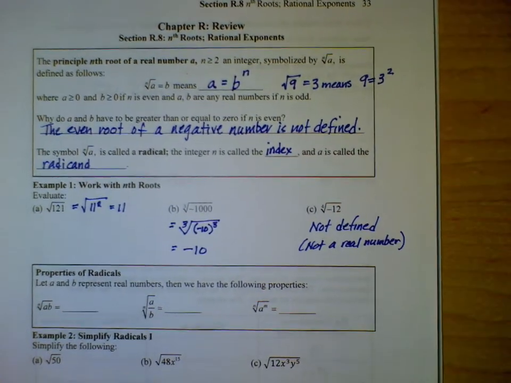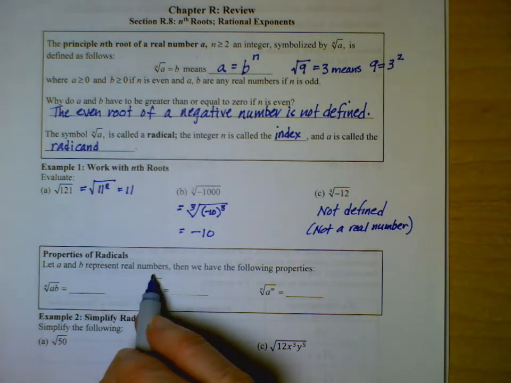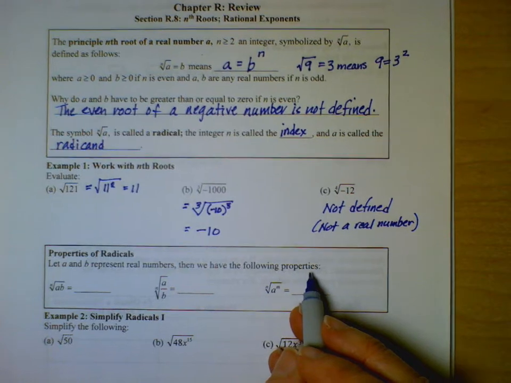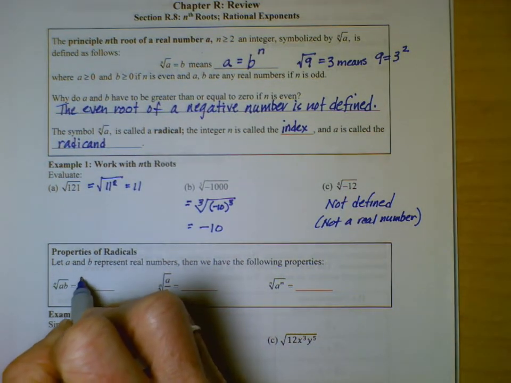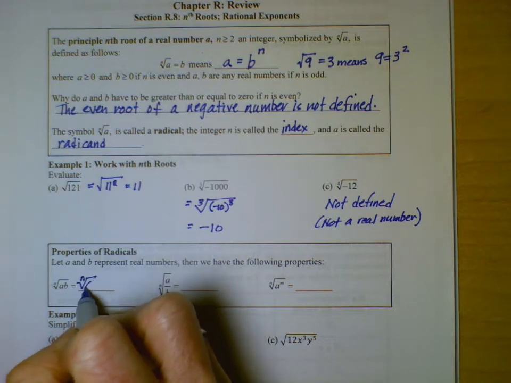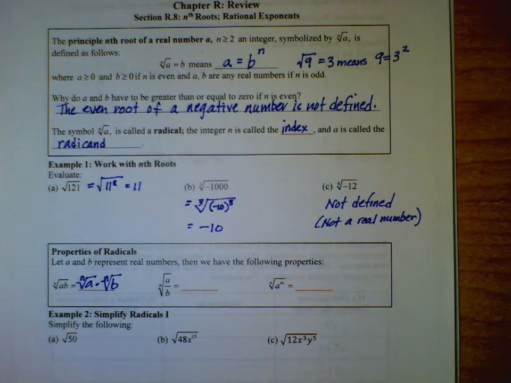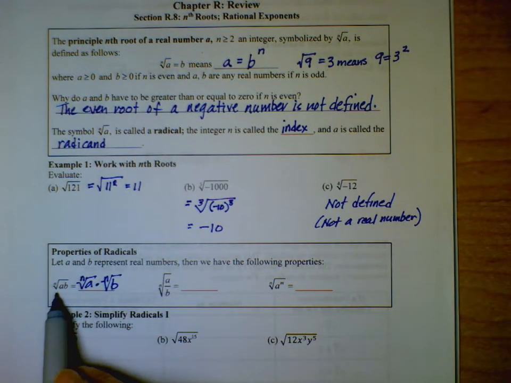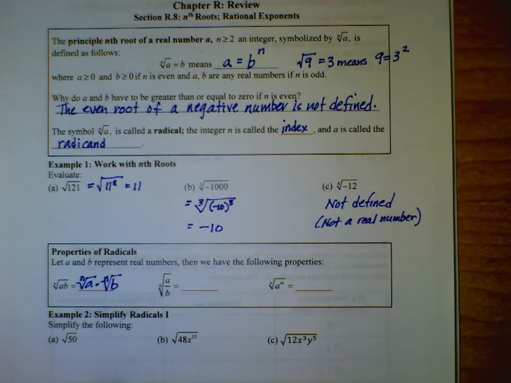Okay, let's look at the properties of radicals. Let a and b represent real numbers, then we have the following properties. The nth root of a times b can be written as the nth root of a times the nth root of b, and we'll see examples of where we'll need to use this property. You can use it to break it apart, like I've just done, or to pull these two together into a single radical, just depending on what you need to do.